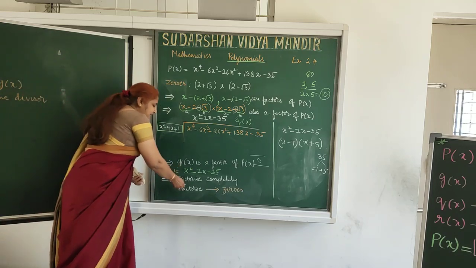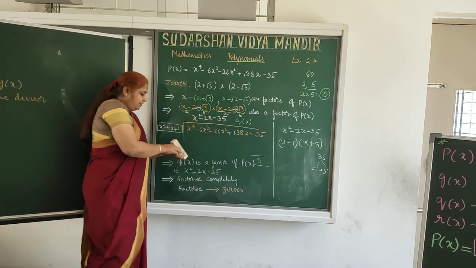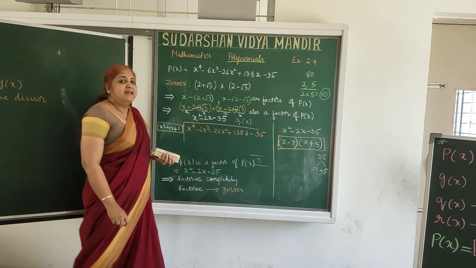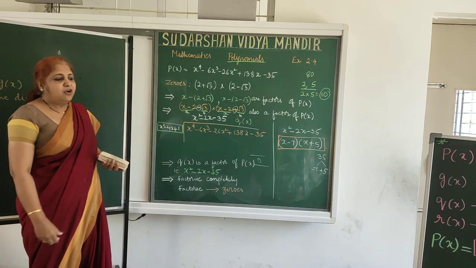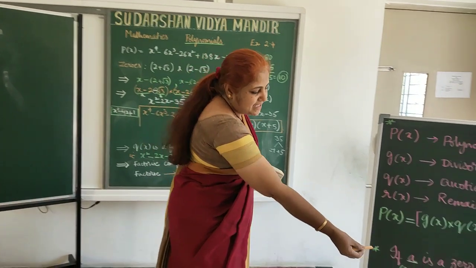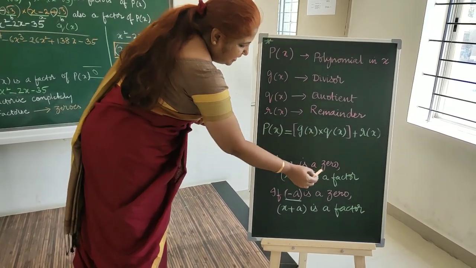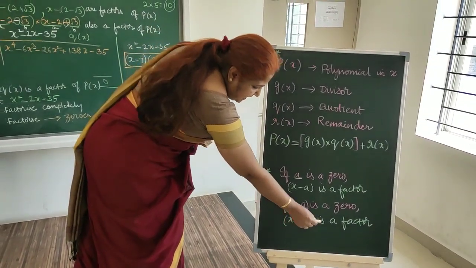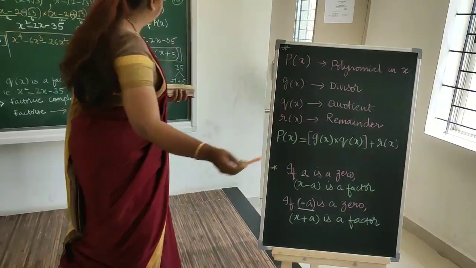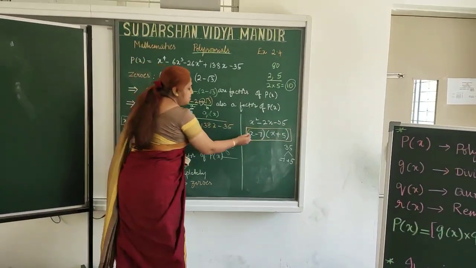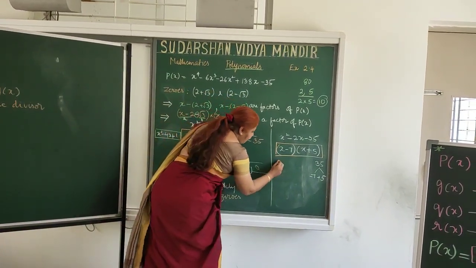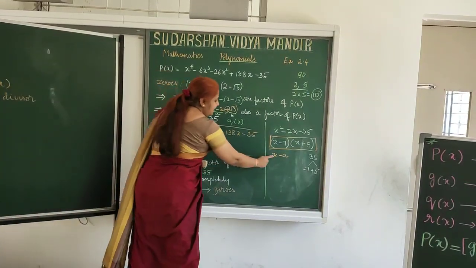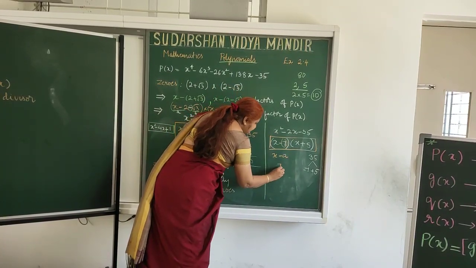Now once we get the factors, you can derive the zeros from this. Go back to this. If x minus a is a factor, a is a 0. If x plus a is a factor, minus a is a 0. Now I have x minus 7. This is of the form x minus a. So if x minus a is a factor, a becomes the 0.